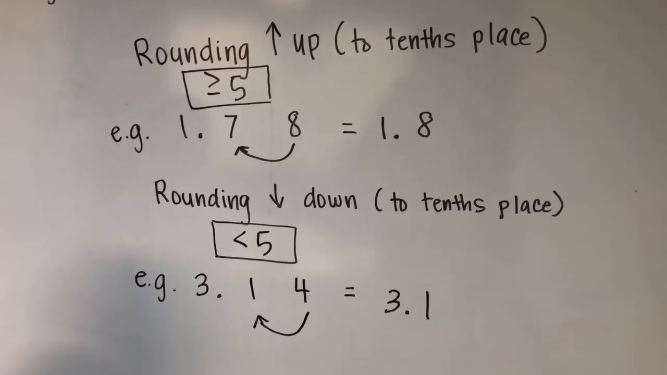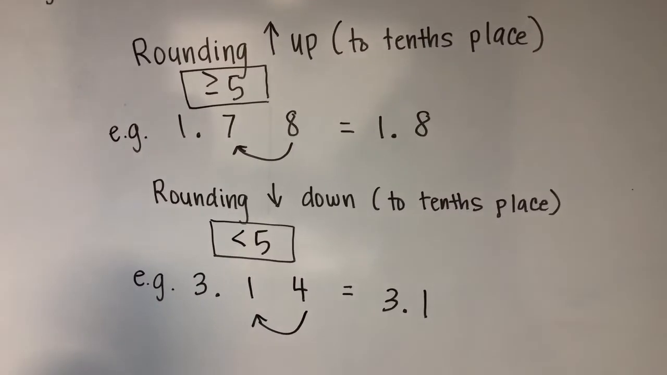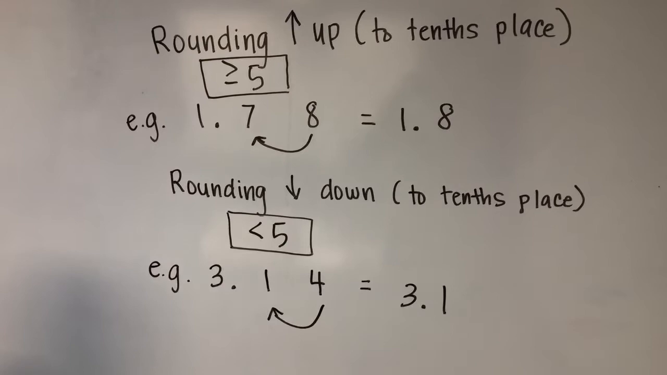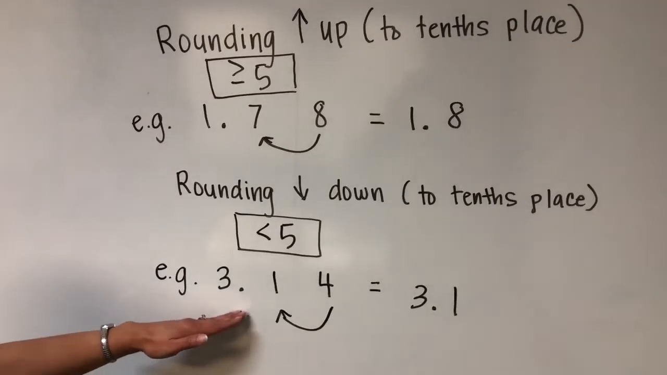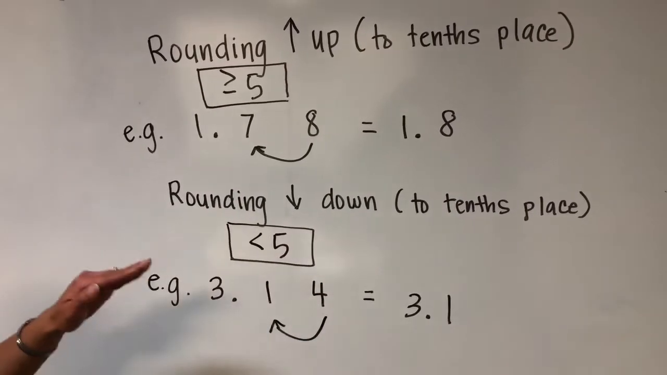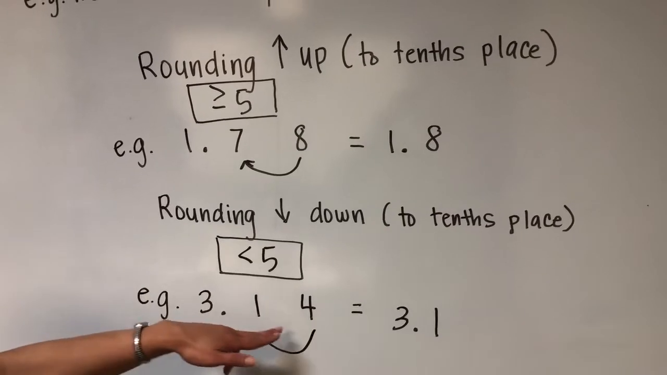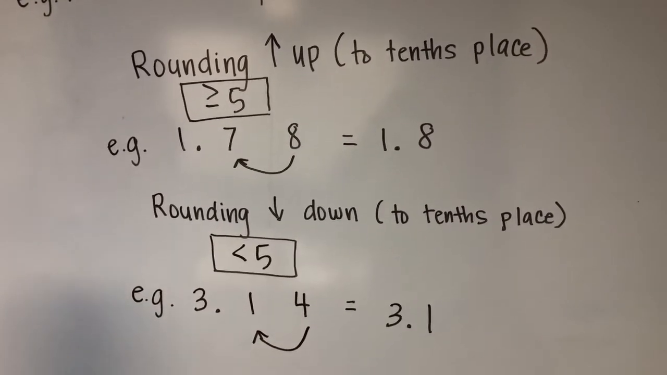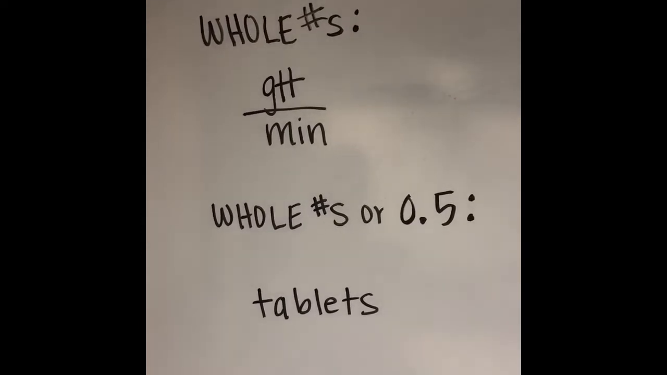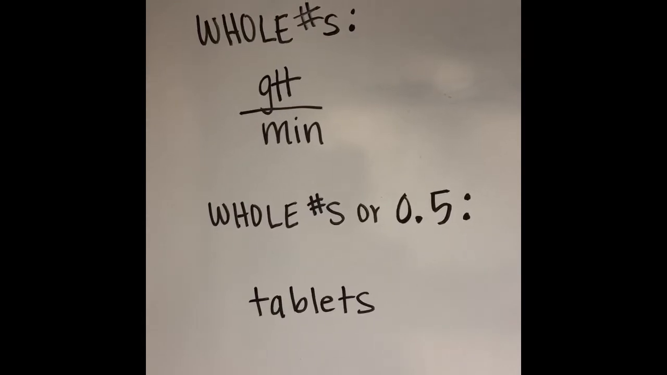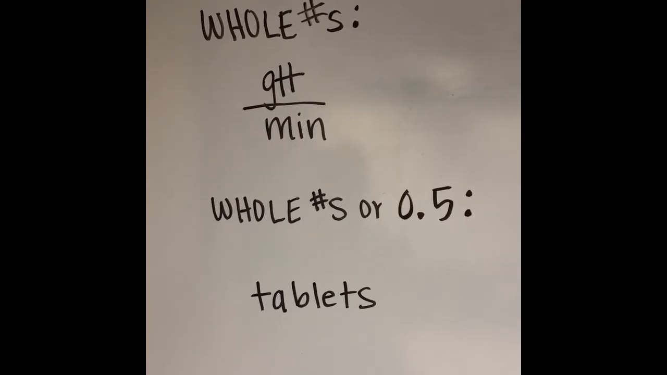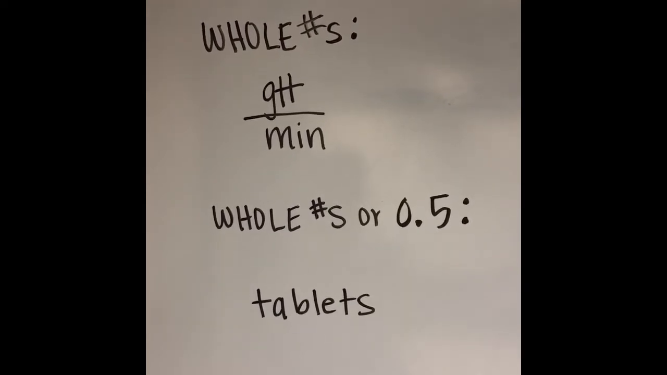So 1.78 becomes 1.8. Rounding down to the tenths place, we round down if the number is less than 5. For example, we have 3.14. We take the 4 that's in the hundredths place, and we determine that 3.14 becomes 3.1. When rounding, there are units that will always round to the whole number place. For example, drops per minute. Additionally, there are units that will likely round in the whole number place or 0.5. For example, tablets.